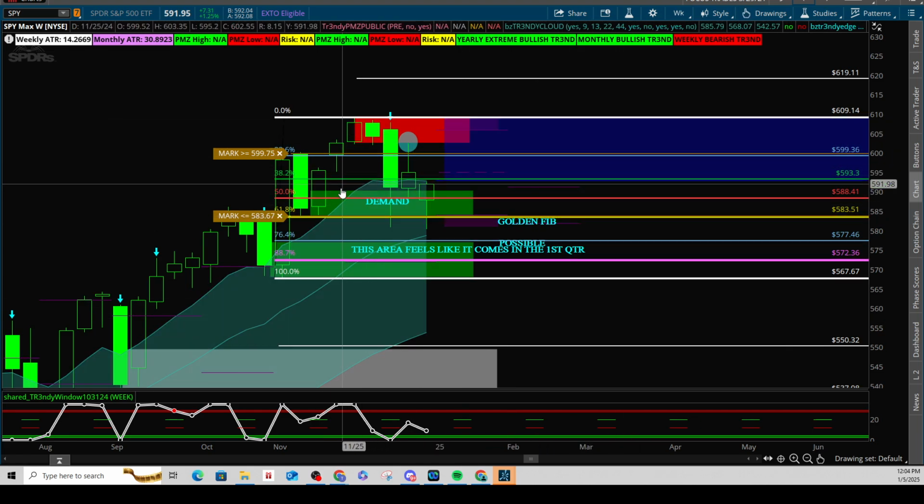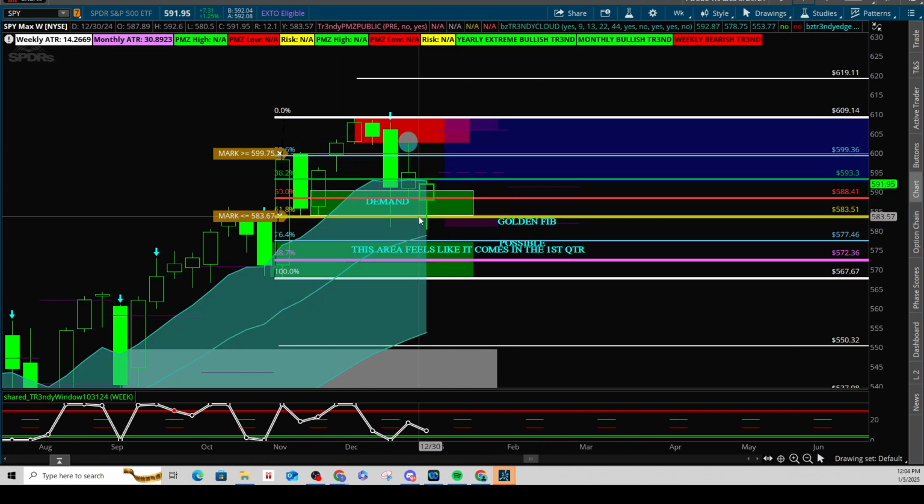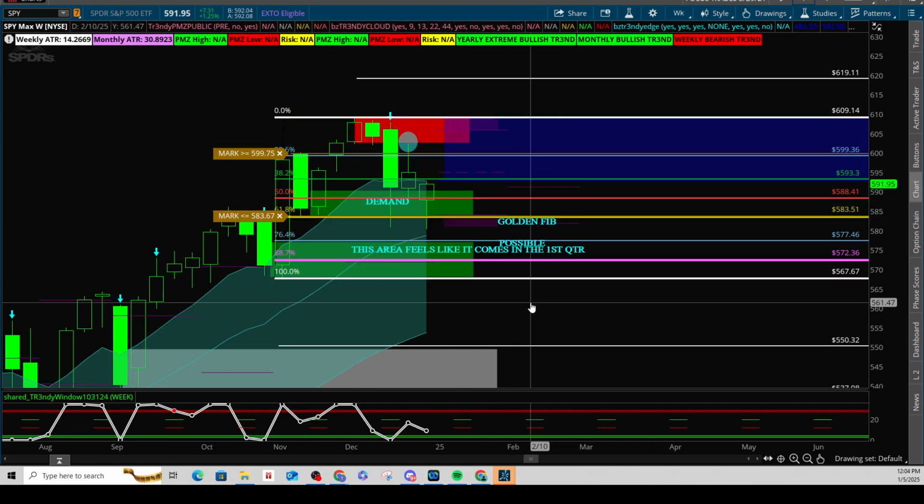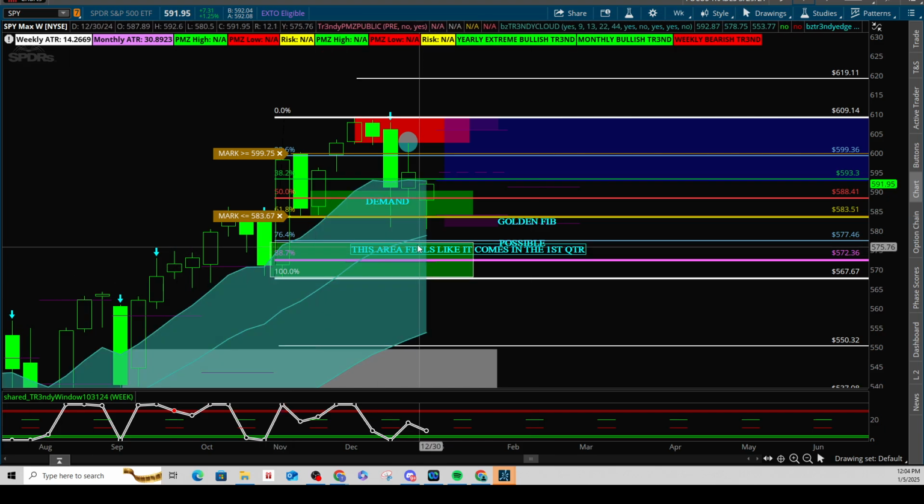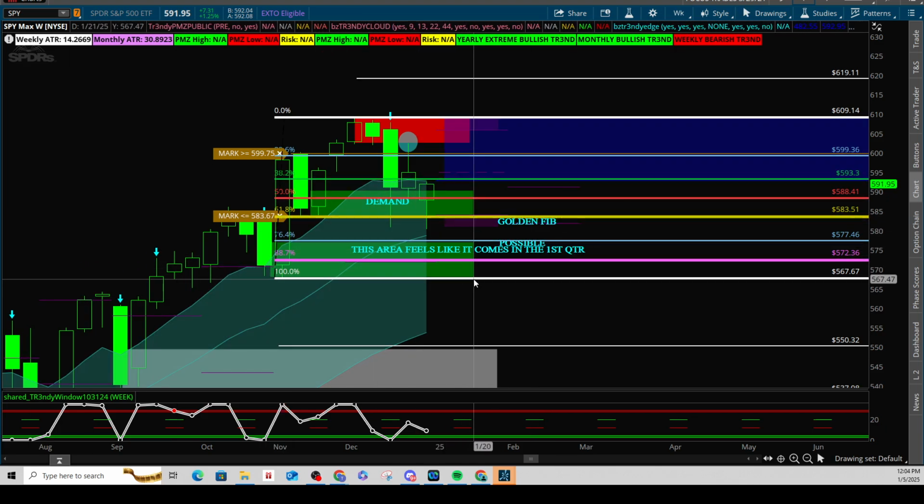Notice here from a Fibonacci standpoint that the 618, the golden Fibonacci, from where I anchored, which was back here in November, to the high, held. And so, again, that's very important. So, going forward into this week, again, we have our two major levels.